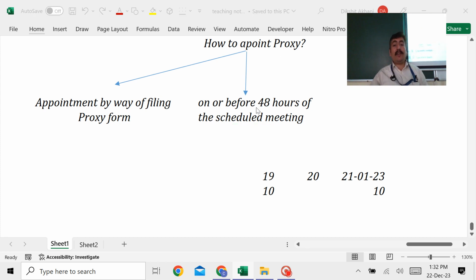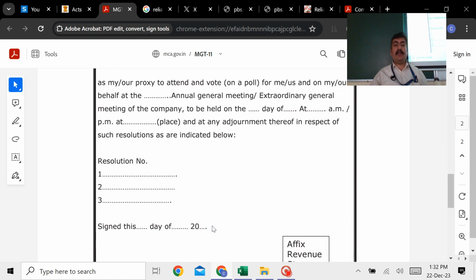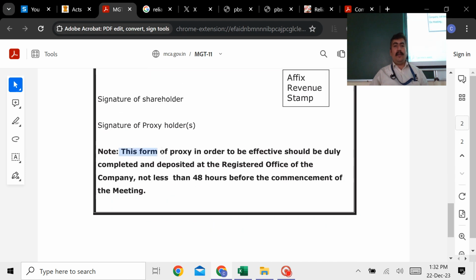So have you understood? In fact, when you study this proxy form, ये paragraph लिखो क्या लिखा है? This form of the proxies in order to be effective should be duly completed and deposited at the registered office of the company not less than 48 hours before the commencement of the meeting. So more than 48 hours, most welcome. Less than 48 hours, not acceptable. ए भाई समझ में आ रही है बातें?